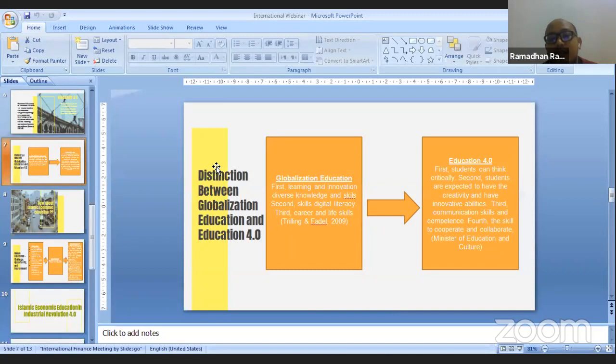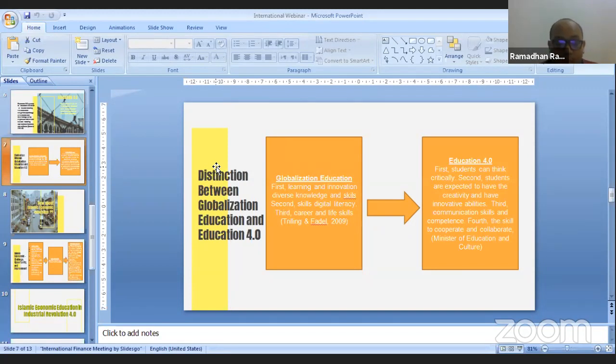This is the distinction between globalization education and education 4.0. Globalization education is first learning content expected to be able to reach 21st century skills. I mean learning and innovation skills include mastering knowledge, critical thinking and problem solving, communication and collaboration, and creativity and innovation. Second is digital literacy skills, which include information literacy, media literacy, and ICT literacy. Third, career and life skills include flexibility, adaptability, initiative, social and cultural interaction, productivity and accountability, and leadership and responsibility.